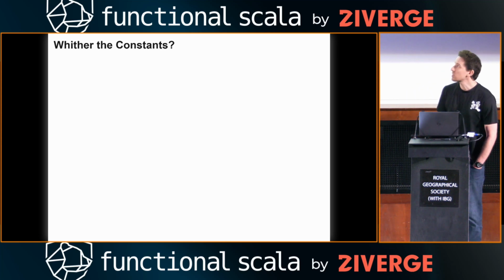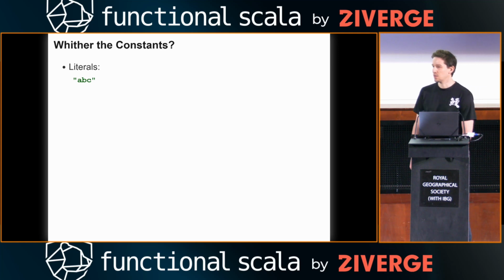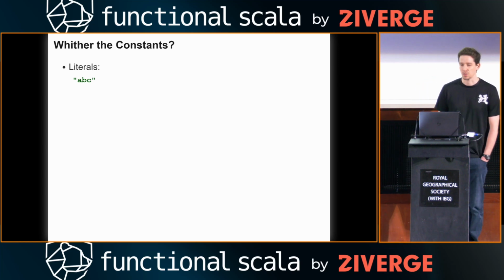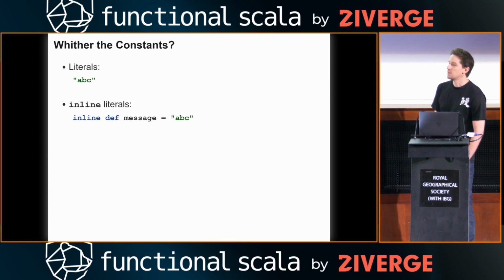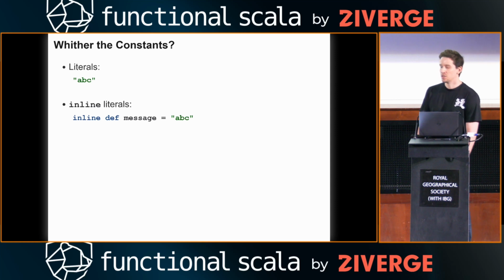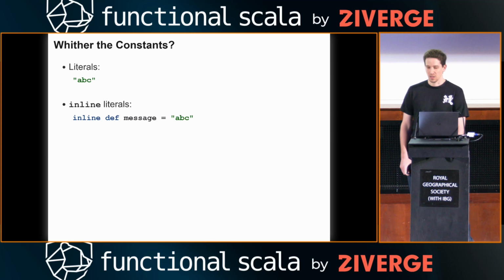So where do we actually get compile time constants? So as before, we saw the string literals. We can just write a literal string. The compiler knows about it, and that's okay. We can also use inline literals, which is a new capability of Scala 3, which will allow you to inline the same literals at compile time at the invocation site.